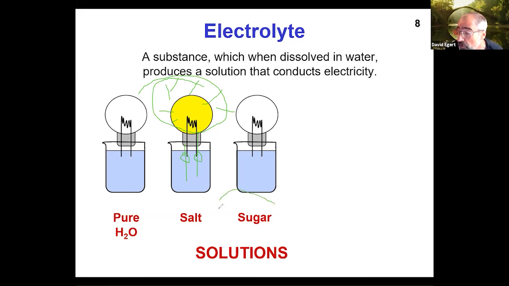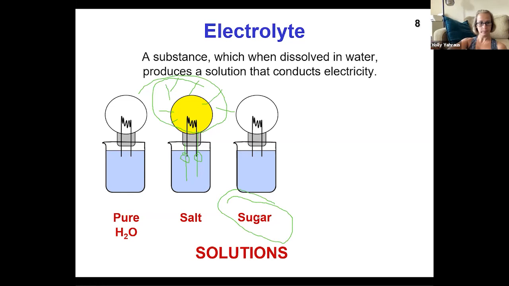And again, would you expect sugar water to conduct electricity? No. No, because each of the sugar molecules, even though it does dissolve, they stay intact as an overall electrically neutral sugar molecule. It doesn't break into individual ions. So there's no individual charges to flow to create an electric current.